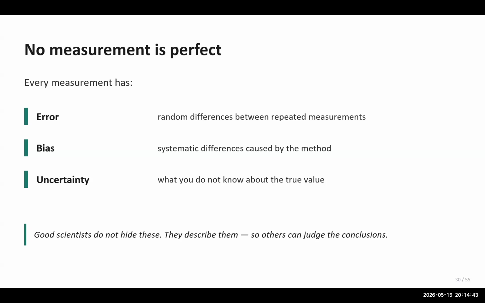And the third one is uncertainty. What you do not know about the true value of your data. That is the uncertainty. So good scientists will not hide that they have error, bias, and uncertainty because this always happens. They would describe them so others can judge the conclusions that they found based on these limitations.